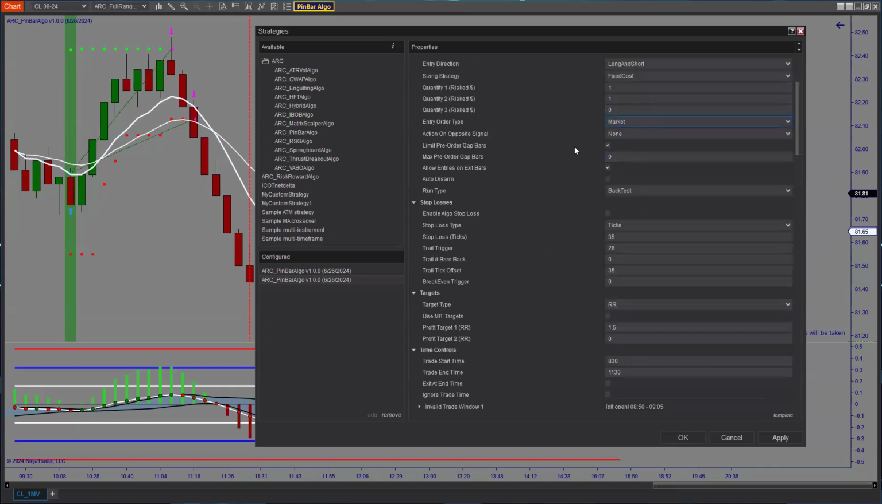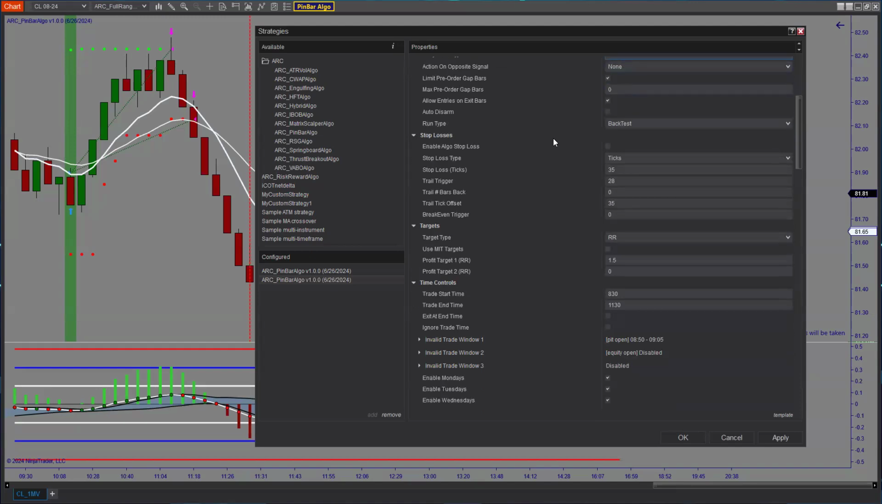Order type, market or limit. You can use either one. And then this is kind of going through the brain and that kind of thing. So we'll skip over that. Of course, training is in the members area.